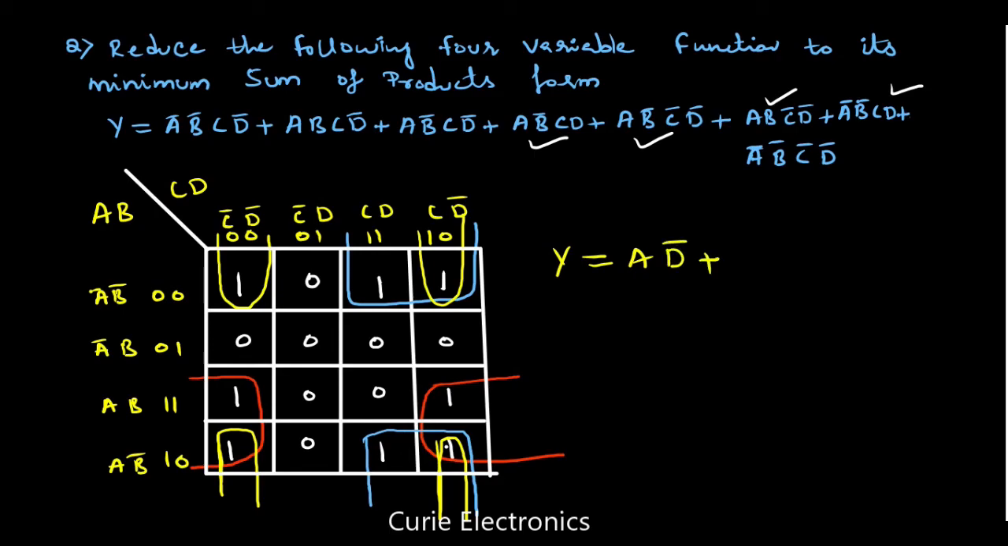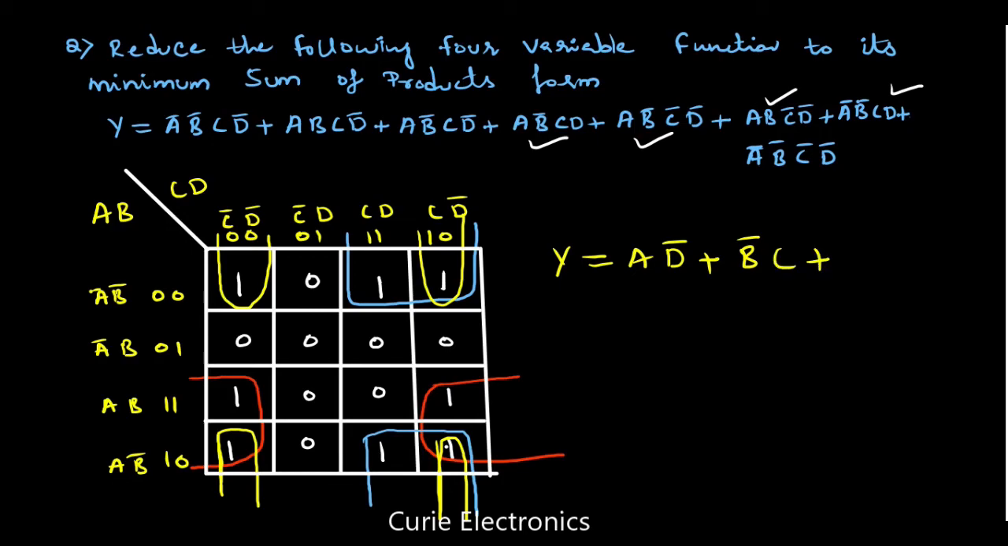Next we are going to consider the blue group. So which rows are involved? A bar B bar, A B bar. So B bar will be left out there. What about columns? So CD and CD bar. Out of that, D bar will cancel, C will be left out.